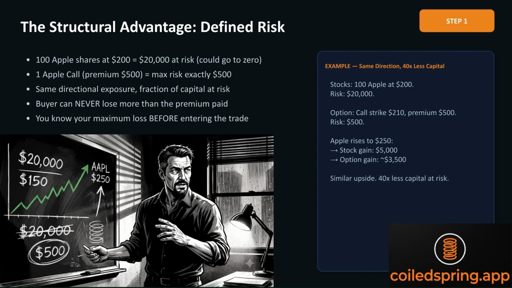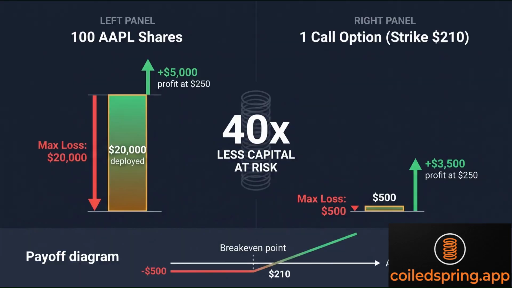Let's go through the example on the right, because the numbers tell the story better than anything. You have two choices: buy 100 Apple shares at $200, putting $20,000 at risk, or buy one call option at a $500 premium with maximum risk of $500. Apple then rises to $250. The stock position gains $5,000, $50 per share, 100 shares. The option position gains approximately $3,500. Slightly less, yes. But you deployed $500 instead of $20,000. That's 40 times less capital at risk for a comparable directional outcome. This ratio, similar upside, fraction of the downside, is the structural advantage of options.